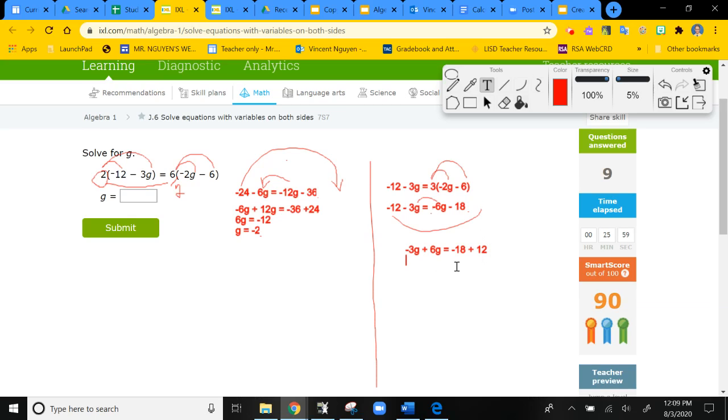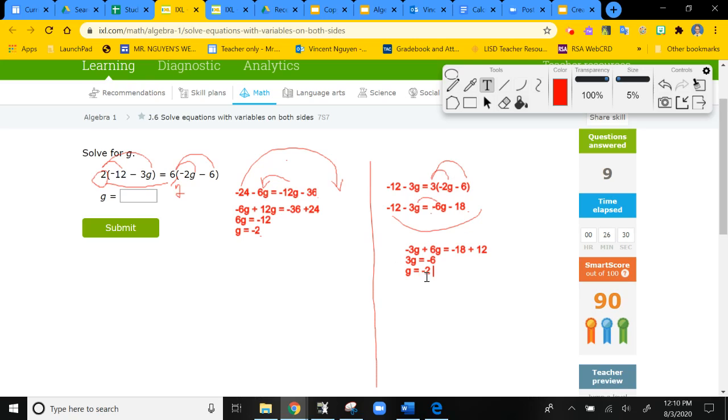And then I simplify this, I get 3g equals negative 6, sorry, negative 6, because negative 18 plus 12 is negative 6. And then I divide it by 3. Negative 6 divided by 3 is negative 2. So I get the same answer, but I think my second method is actually longer.